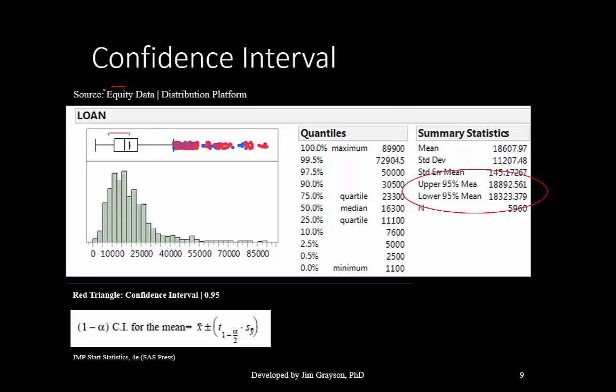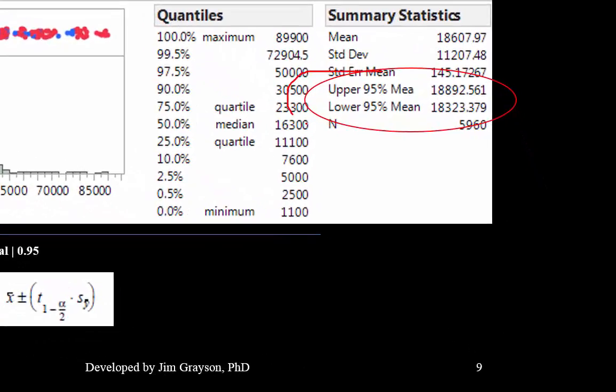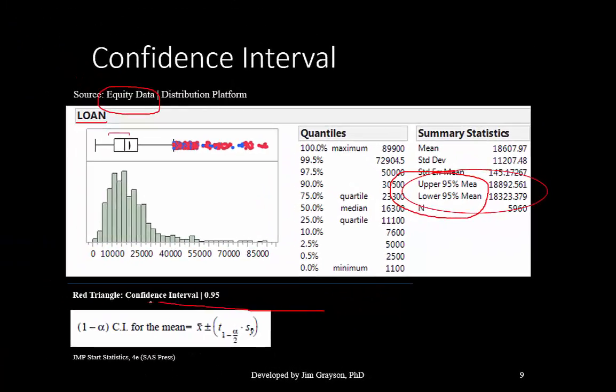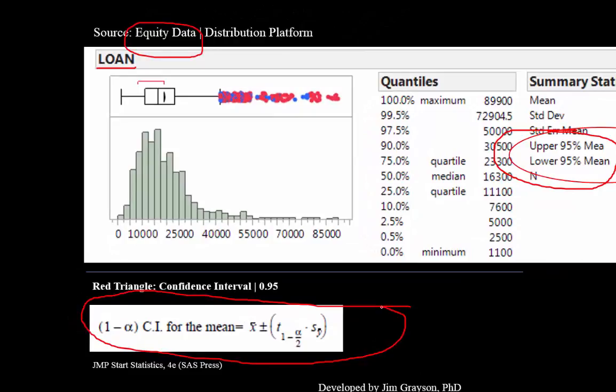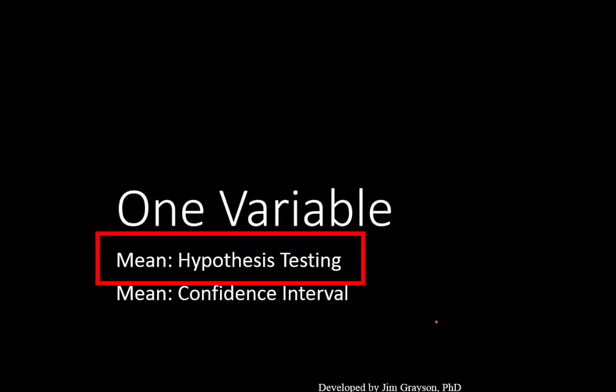So using the equity data that's in the JMP sample data set, if we looked at the variable for loan, then we would see this result, and we would see this 95% confidence interval. And we're not limited to 95%. We can change that confidence interval level to something different than 95 if we desire. And this shows us the formula for how that is being estimated. Let's go now to hypothesis testing.